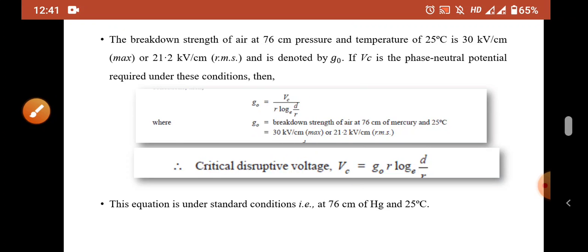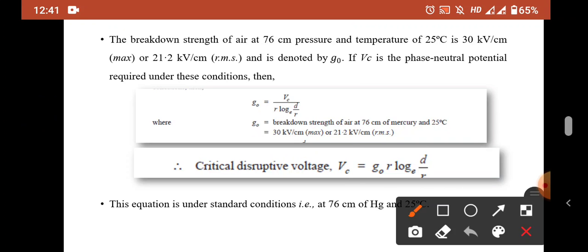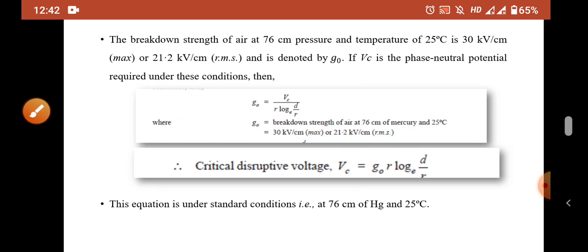So here G0 is the breakdown strength of air at 76 centimeter of mercury and 25 degrees Celsius, that is the standard conditions, and it is given the value of G0 is 30 kilovolt per centimeter, which is the maximum value. When it is converted to RMS value, that is Vmax by root 2, it will give the RMS value, which is 21.2 kilovolt per centimeter. Thus we get critical disruptive voltage Vc as G0 r log d by r.